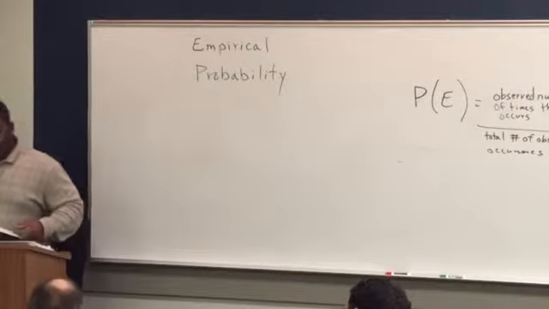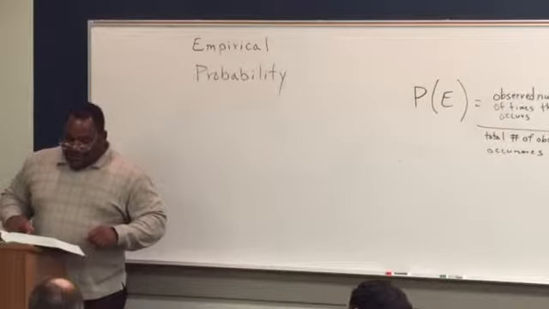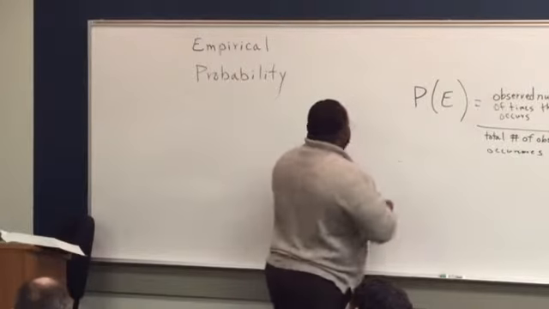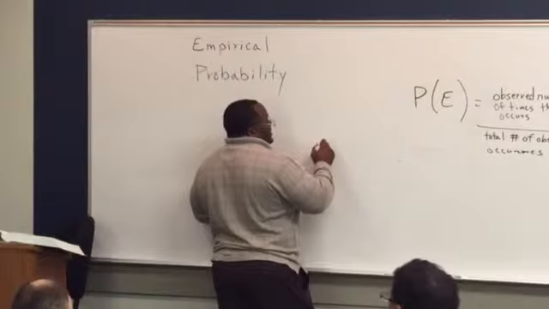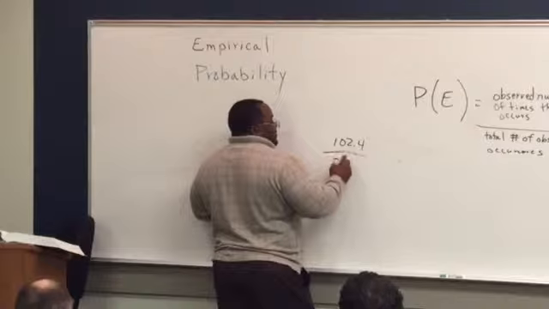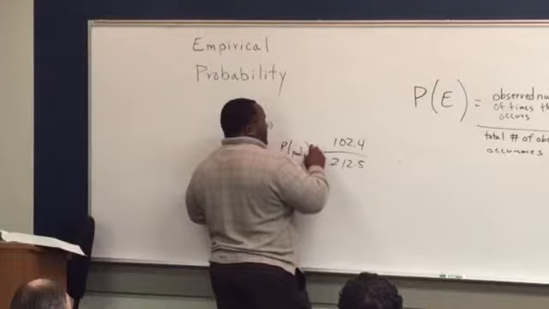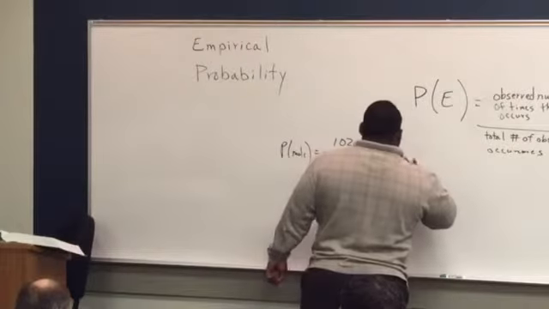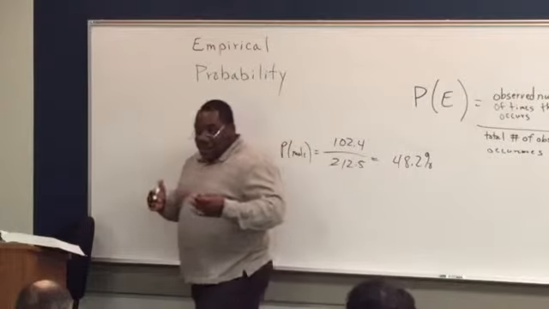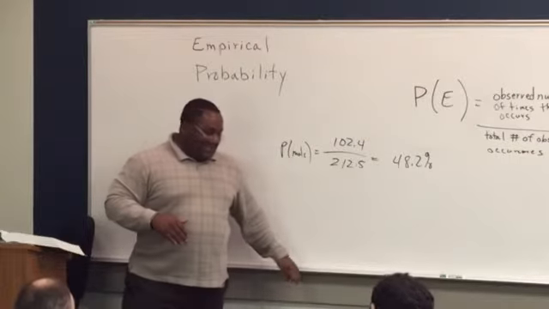Does everybody see where we're getting those from? There's 102.4 million males out of 212.5 million people. So the probability that you pick a male out of all the people is 102.4 divided by 212.5. So, 48.2%. It probably came out to be 0.482, but we changed it. We can seamlessly go from decimals to percents in this class.